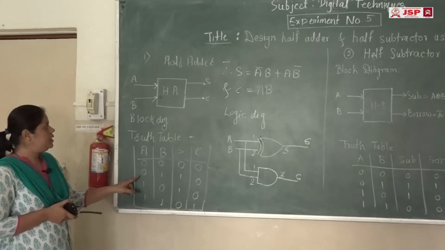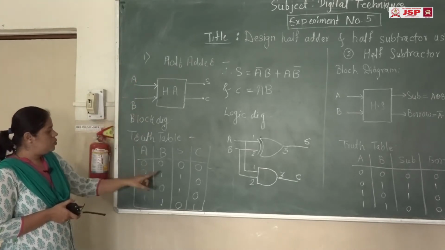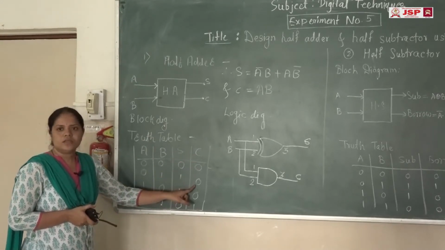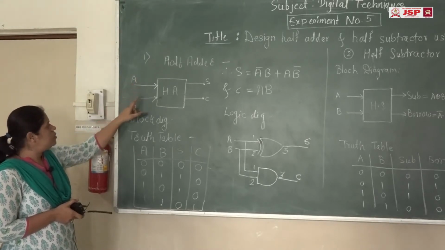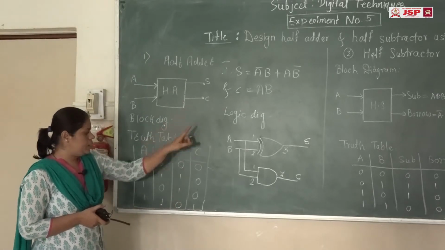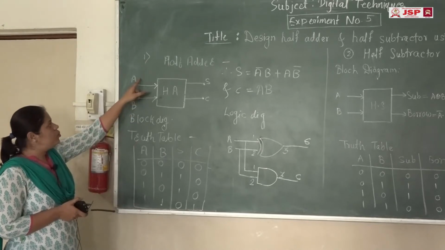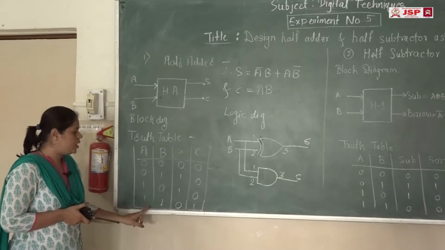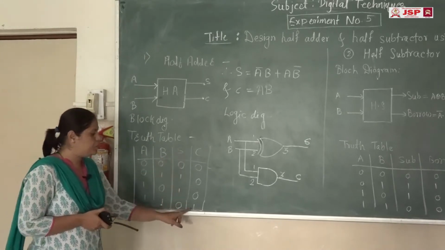The next possibility is, suppose A is equal to 0 and B is equal to 1. At that time we will get the outputs sum equal to 1 and carry 0. Next, when A is equal to 1 and B is equal to 0, we will get the sum 1 and carry equal to 0. The next possibility is when both inputs are 1 and 1. In that case, 1 plus 1, the sum generated is 0, and carry will be 1.